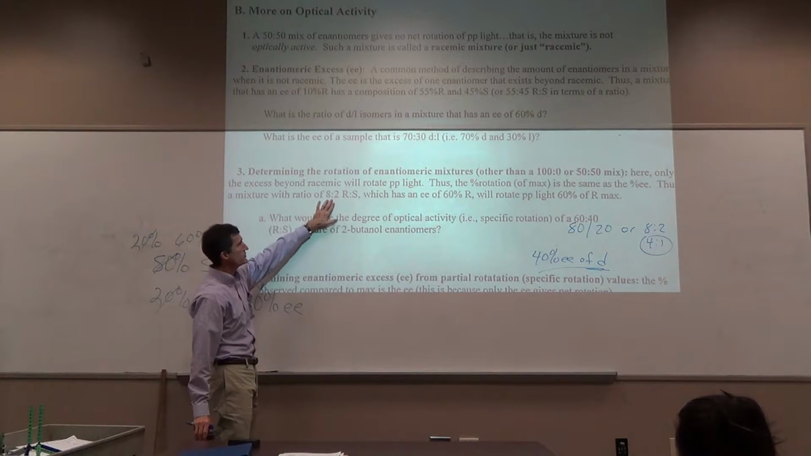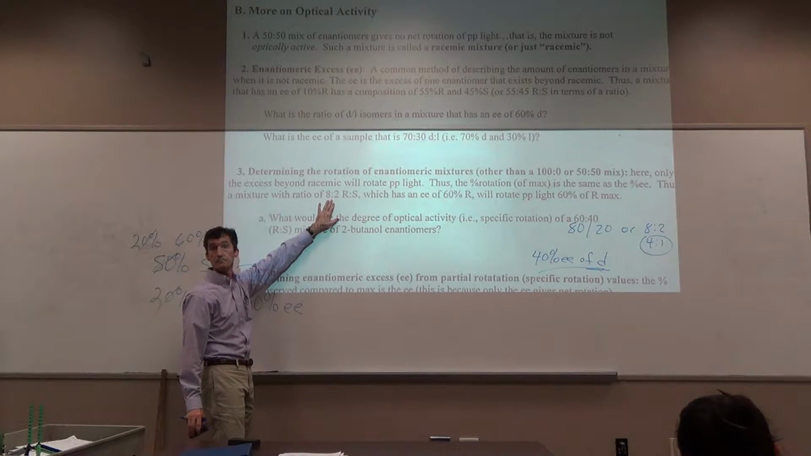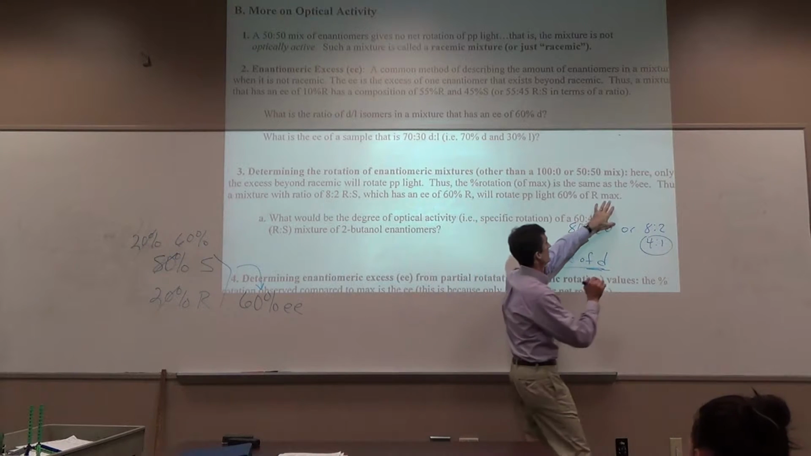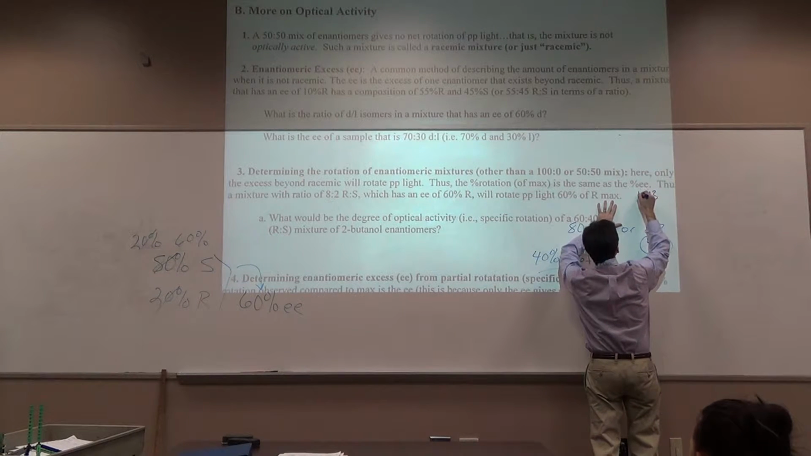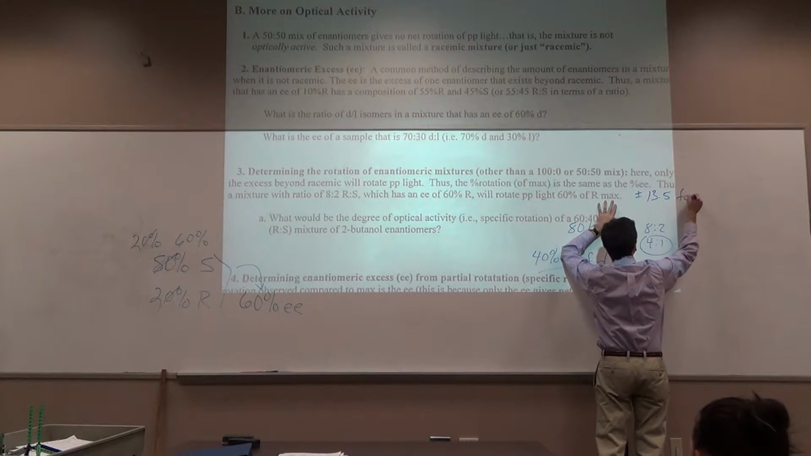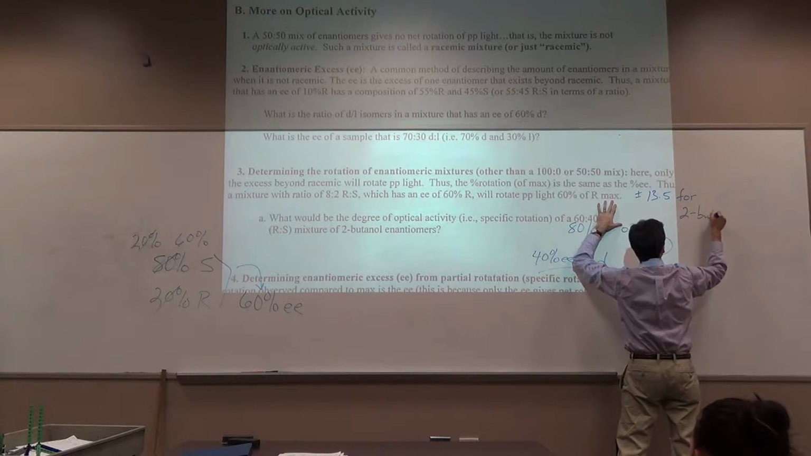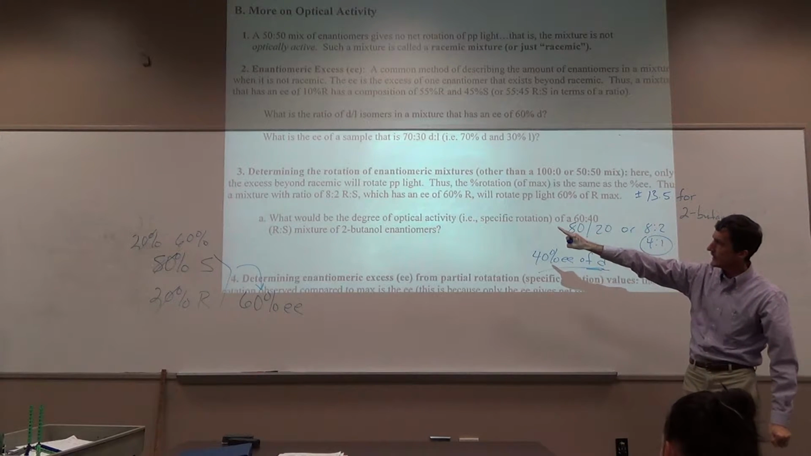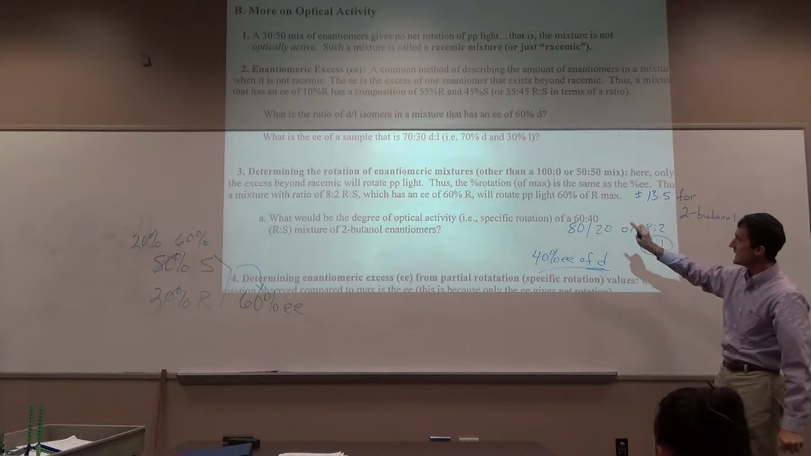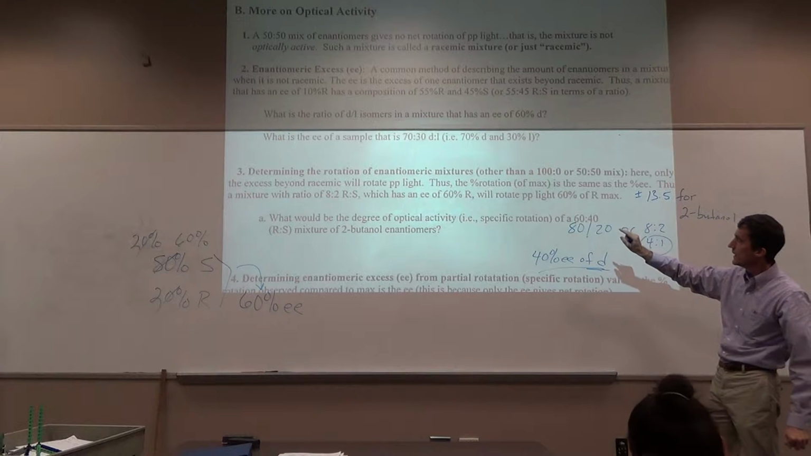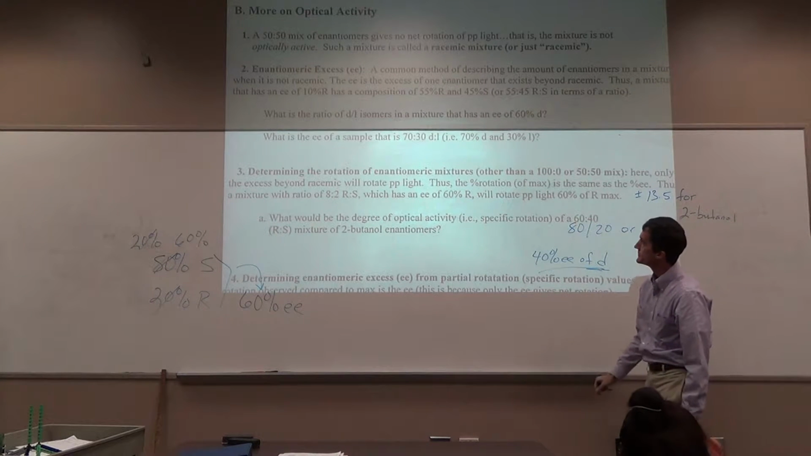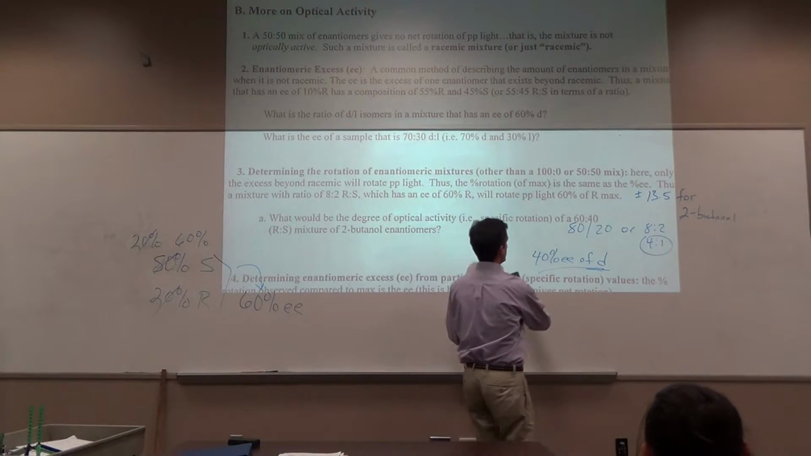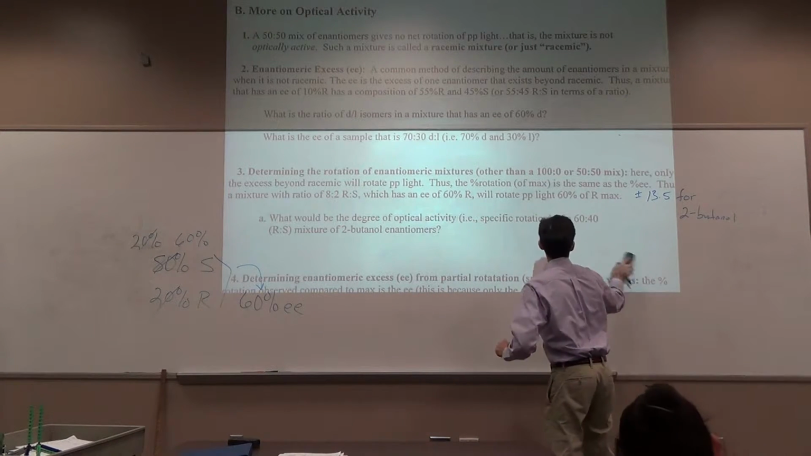Now, if this was 8-2 of the 2-butanol, then we know max was what? Negative 13.5. Plus or minus 13.5 for 2-butanol. So if you have a mixture of 80-20 R to S, what will be the rotation of this mixture? It won't be 13.5, it'll be what? 2.7.